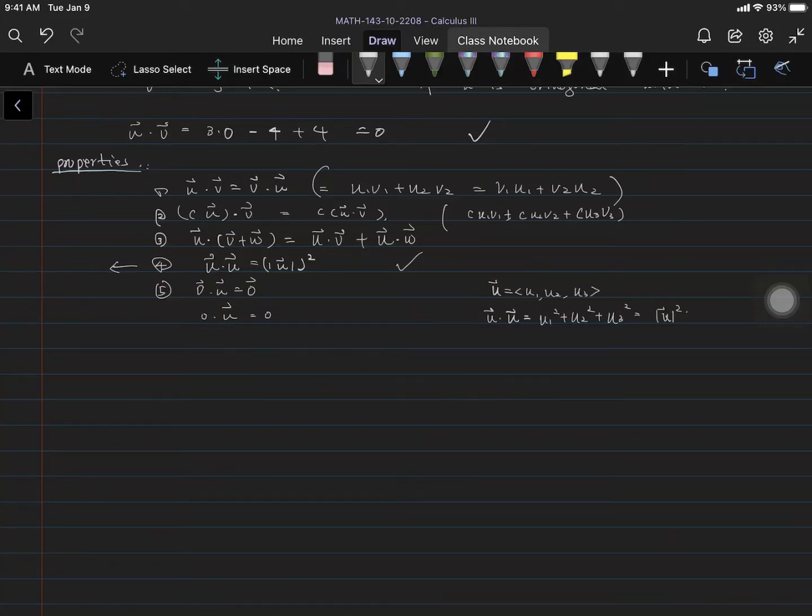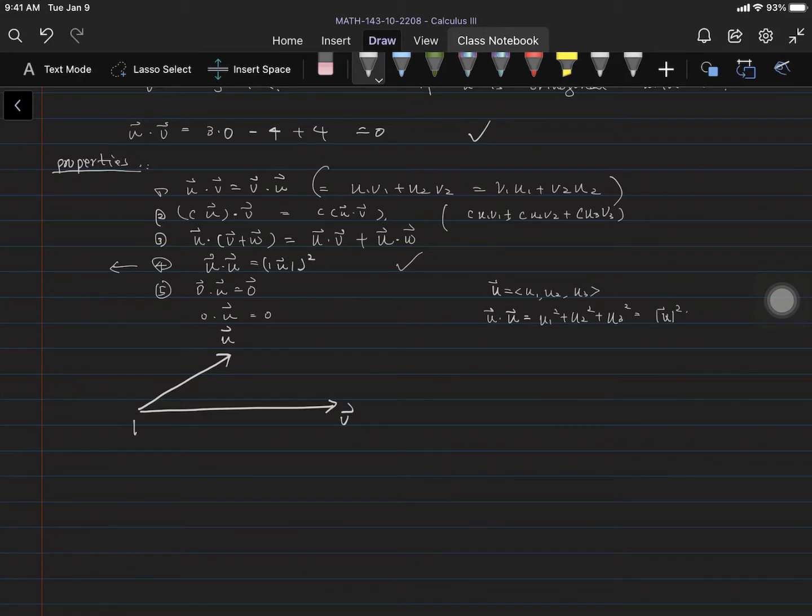Hello, so now let's continue to learn the second part of the dot product, 12.3. This is called a projection vector. Now let's take a look. We have two vectors, the u vector and the v vector.